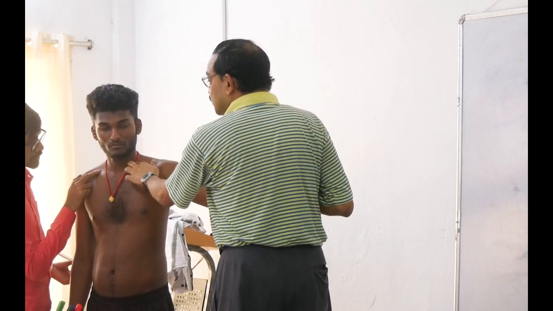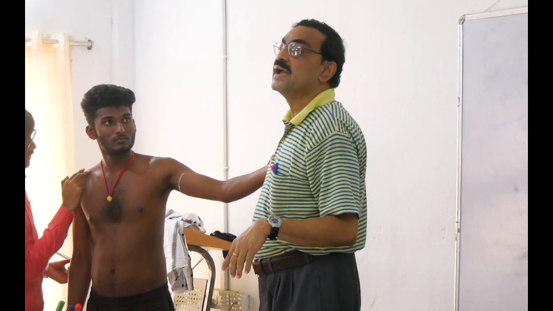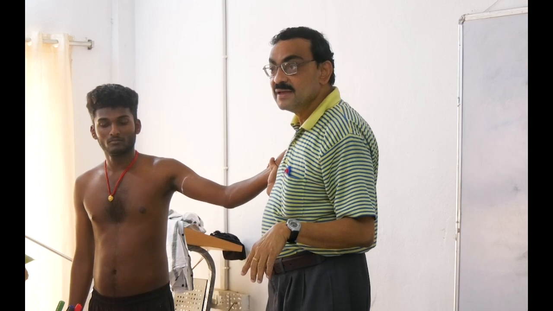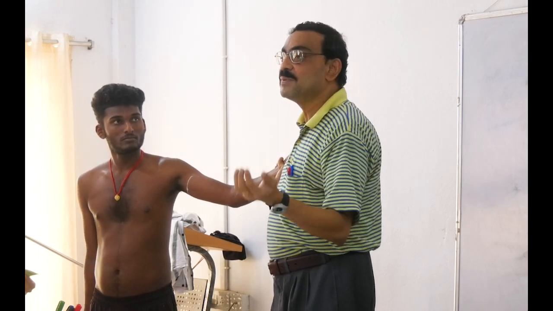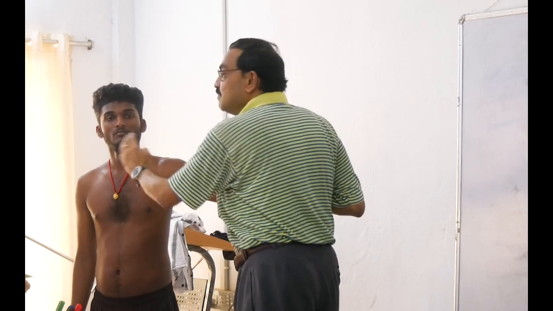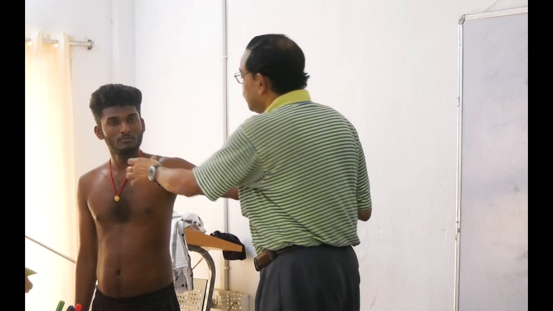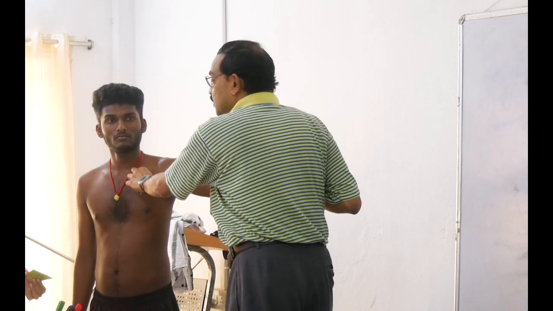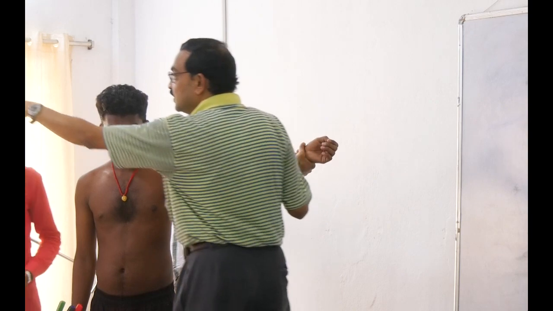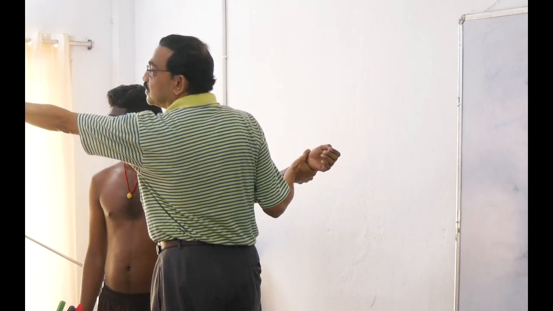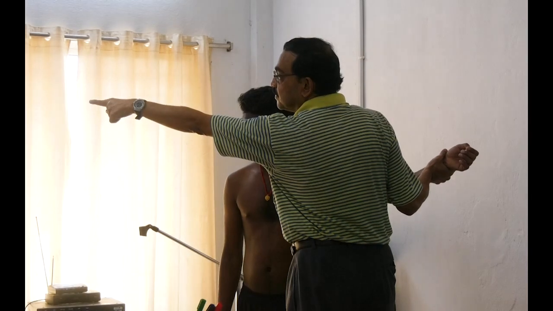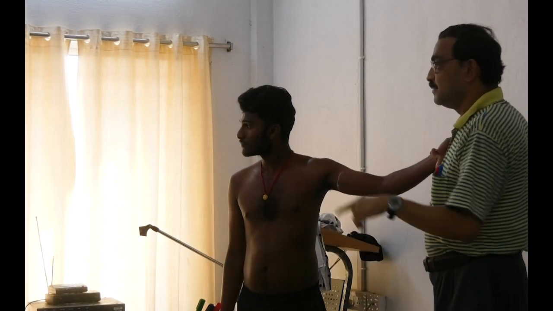Actually, when the subclavian artery crosses the first rib, it becomes the axillary artery. Right? But we cannot feel the first rib. It is obscured by the clavicle. The clavicle actually obscures the first rib, so we cannot look at it. You can see it here.